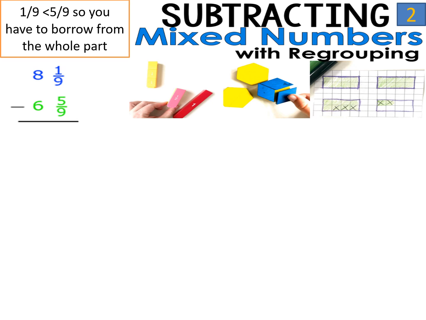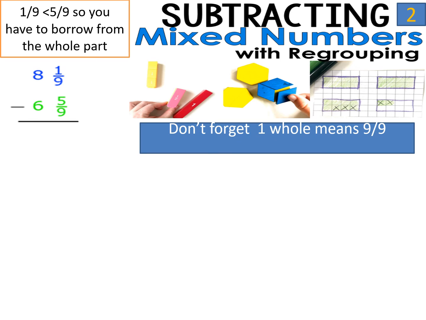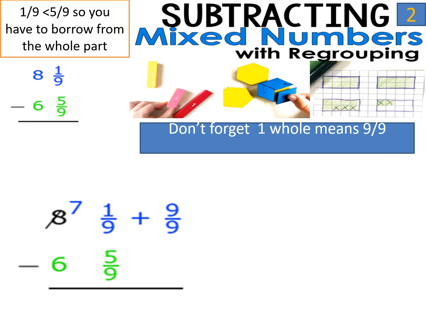When it gives her 1, it's wrong to say 2 over 9, because this one is not a fraction, it's a whole part. Since the denominator is 9, as a whole it's going to be 9 over 9. So the new number will be 7 and 1 over 9 plus 9 over 9. 9 over 9 is the one whole that I took from 8. So you will get 7, 10 over 9 minus 6, 5 over 9, and then you can subtract easily.